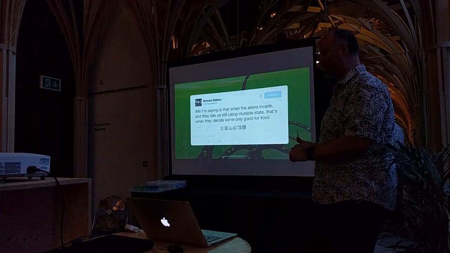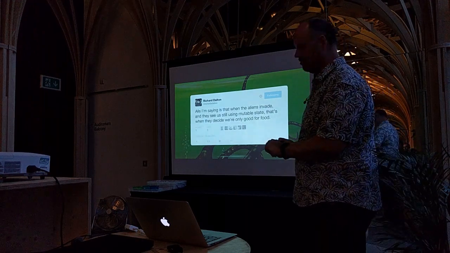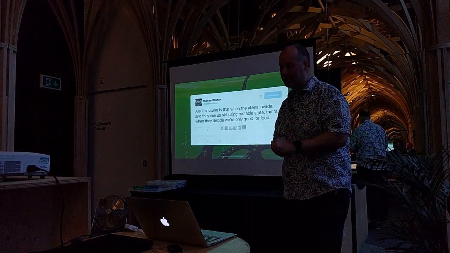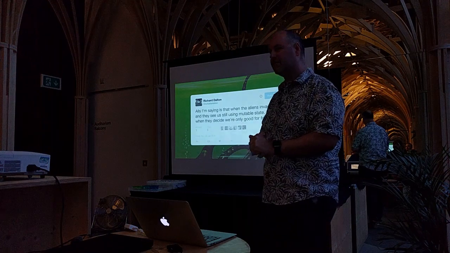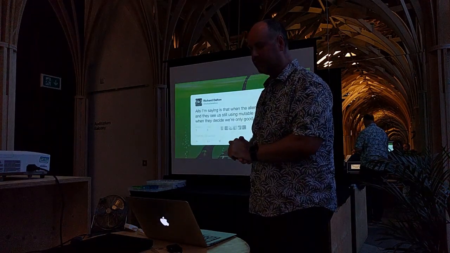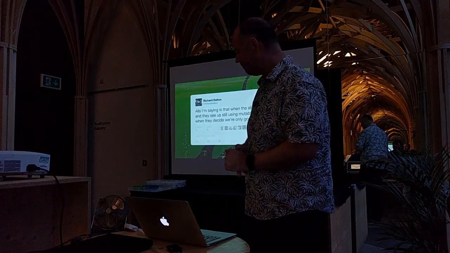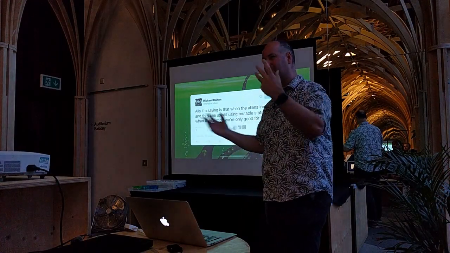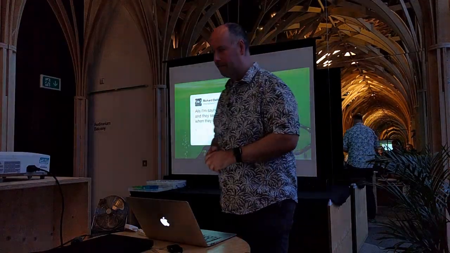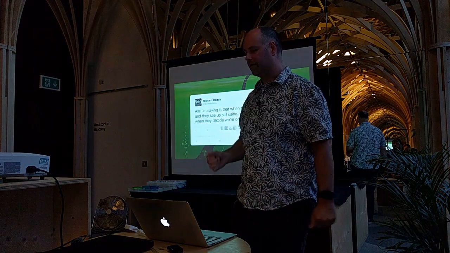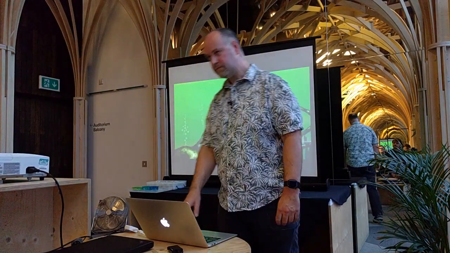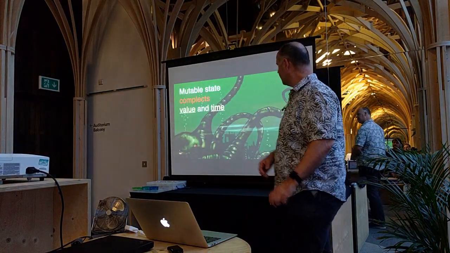So, here's a quote on mutable state I saw on Twitter. What I'm saying is that when the aliens invade, they say that they're still using mutable state. That's when we decide we're only good for food. So yeah, we have this idea that mutable state's bad, but not necessarily a lot of ideas about how to deal with it. And also, what does that have to do with composition?